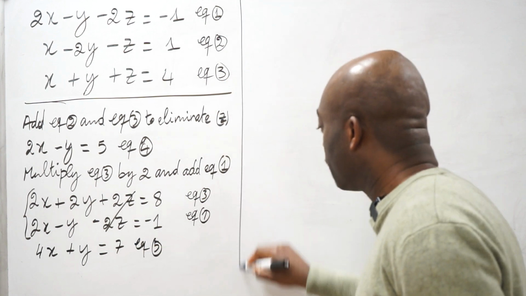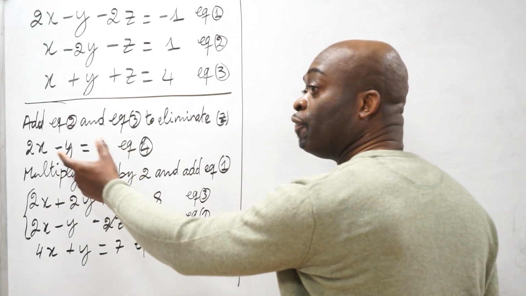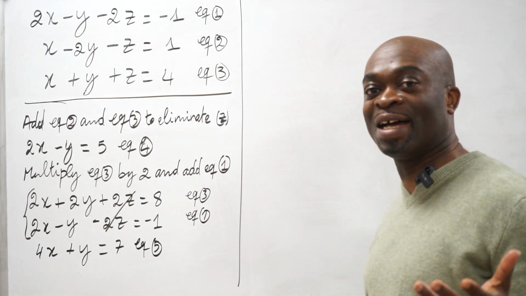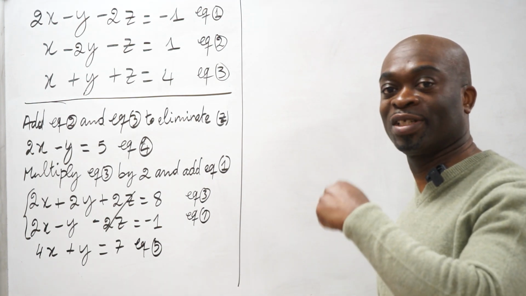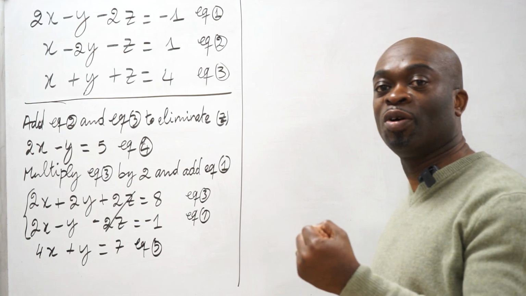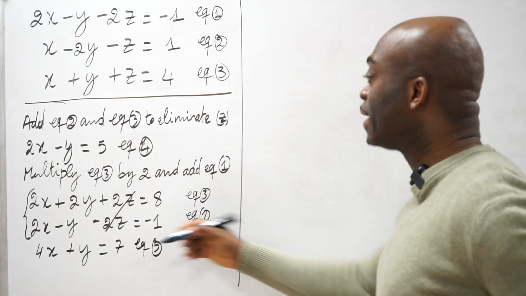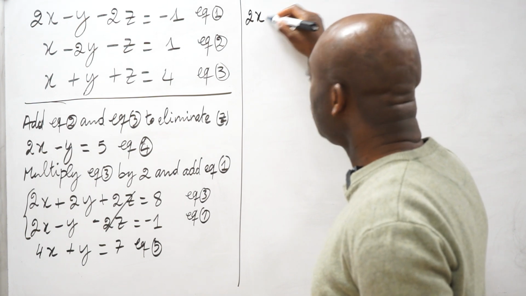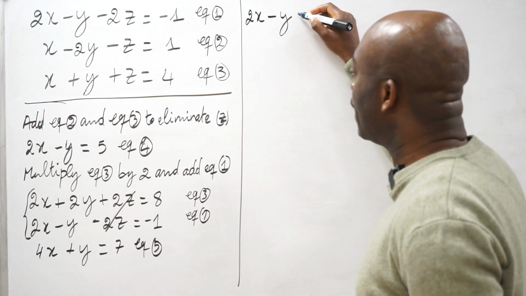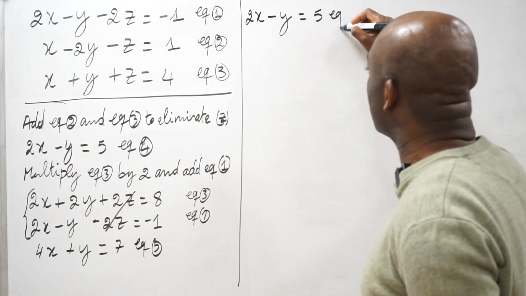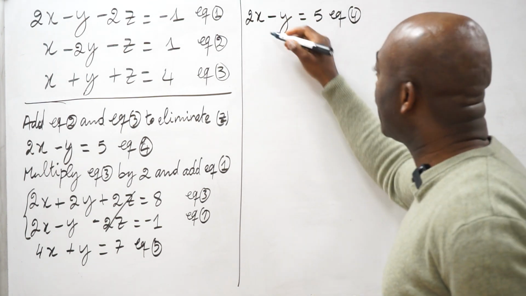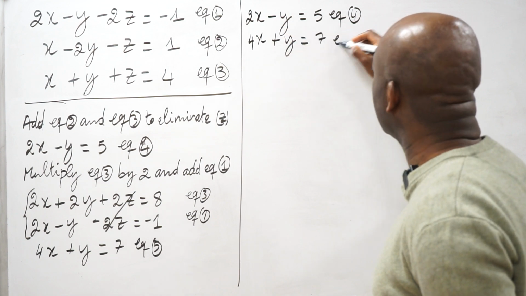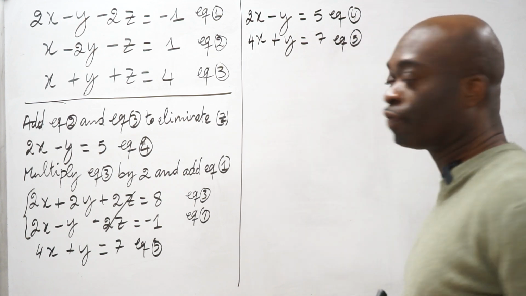Okay? We see then in equation 4 we have x and y. Equation 5 we have x and y. So what does that mean? We're going to solve for x and y first. And then we can bring out z afterwards, correct? So then we have 2x minus y equals 5. That's from equation 4. And then I have 4x plus y equals 7 from equation 5.